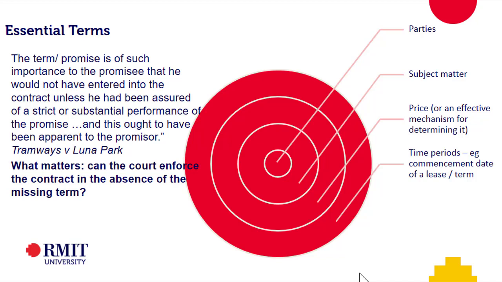Price or an effective mechanism for determining it. So sometimes we don't need to know exactly what the dollar amount is, but we do need to know how we're going to work it out. And we've spoken about options for leases a number of times; the example I'm going to use is options. So an option feels like an agreement to agree, but it's not when you think about it. An option for premises is an agreement to hold an offer open for a period of time.